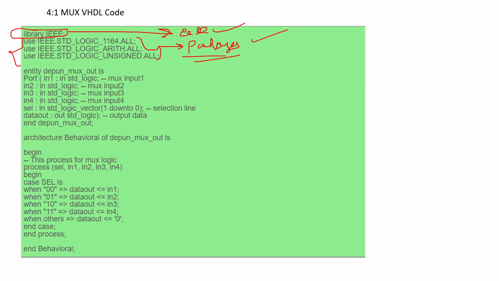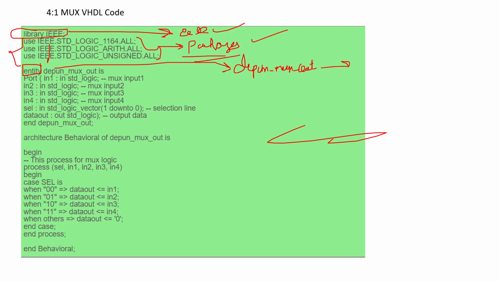So entity is the keyword, right? So I have written entity. Then this, dpun_mux_out, is your entity name. And then I have my keyword is, this is a keyword, and then the port followed by parentheses. So inside parentheses, we'll have the inputs, the outputs, and the data types.